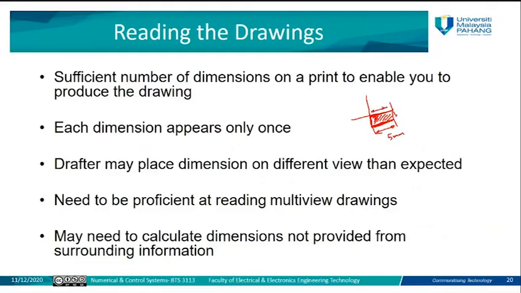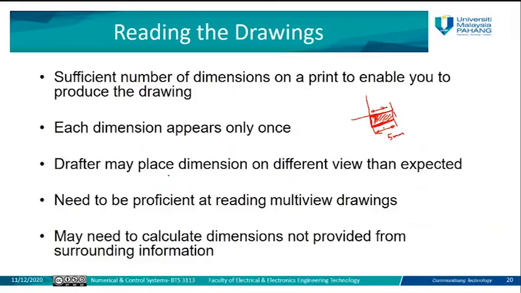I know, for example, if this is a square, all sides will be 5. If it's rectangular, for example, this line will be equal to that line, and so on. So there is no need to repeat the dimension from different views. It will be represented one time.